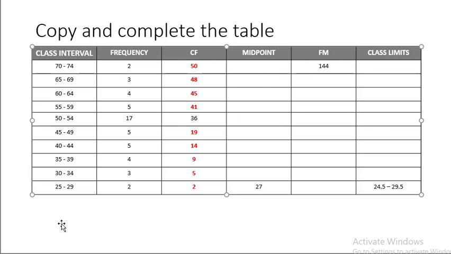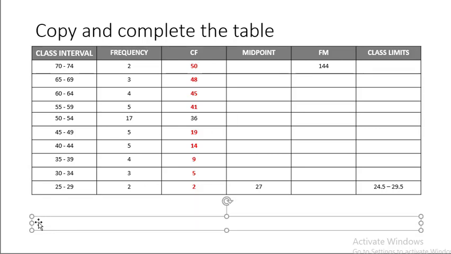Now I always work with formula. I don't like doing guesswork, just in case. I like working with formula. The formula to calculate the midpoint is simple. All you have to do is add up the lower class limit plus the upper class limit, divided by 2.